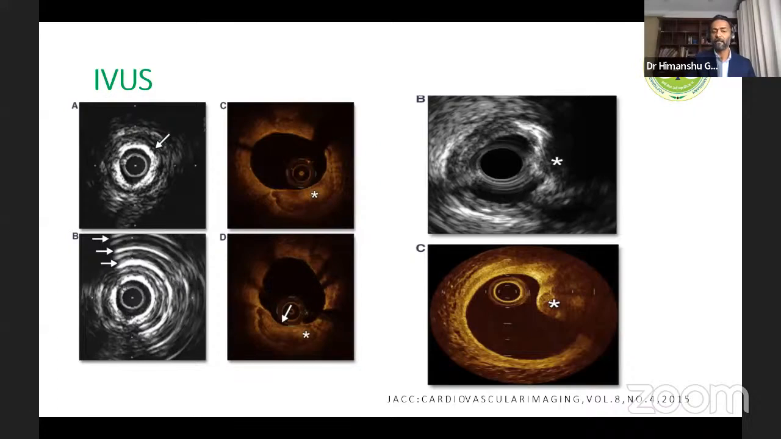I think calcium is very easy to see on IVUS. It is a bright structure, whereas sometimes we may struggle to see calcium on OCT, although we can measure the thickness of calcium. But I always believe that identification of calcium is much easier on IVUS as compared to OCT.